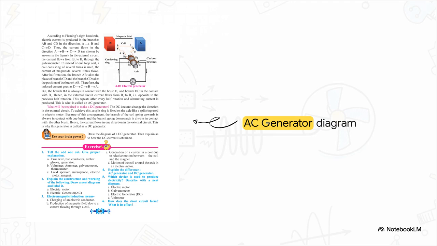Let's break down its structure. Right in the center, we have a rectangular copper coil, which we'll call ABCD. It's sitting securely between the extremely strong north and south poles of a large magnet. The two ends of our copper coil are connected to these conducting rings, labeled R1 and R2. These rings are constantly rubbing against those stationary carbon brushes, marked B1 and B2. This whole setup is the beating heart of large-scale power generation.